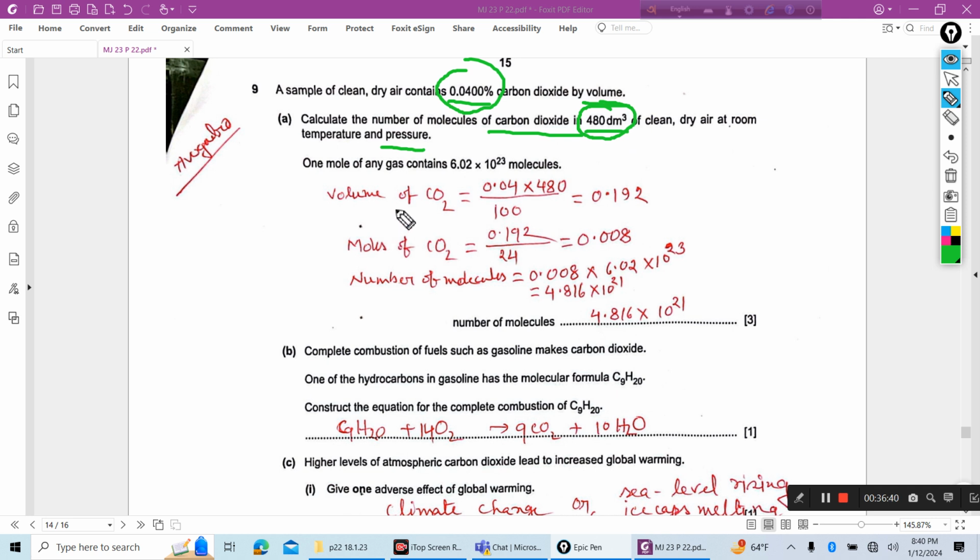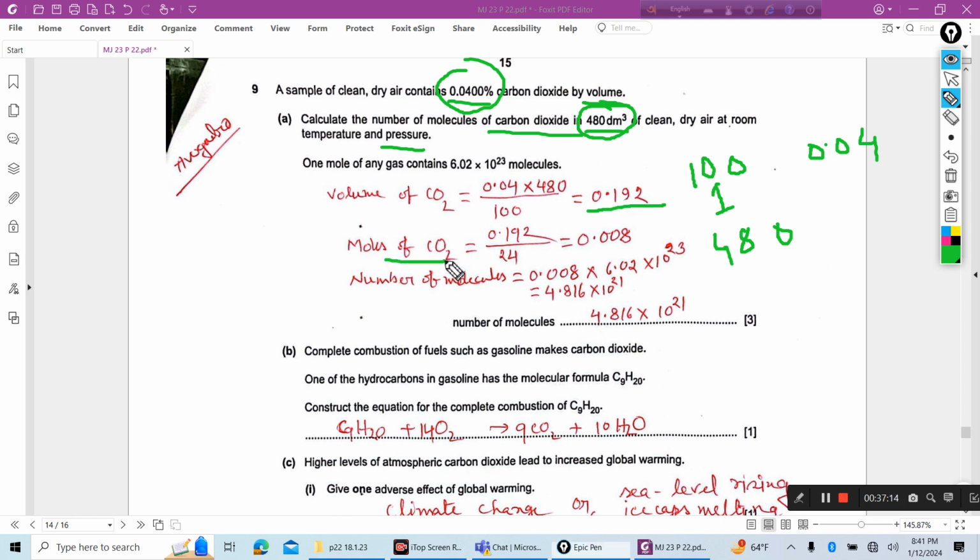So at first you have to calculate: in 100 there are 0.04, so in 1 how much, and in 480 dm cube how much? First, the volume of carbon dioxide: 100 contains 0.04, and 1 how much, and 480 dm cube how much? You get the volume of carbon dioxide.